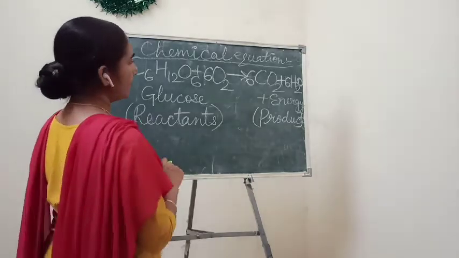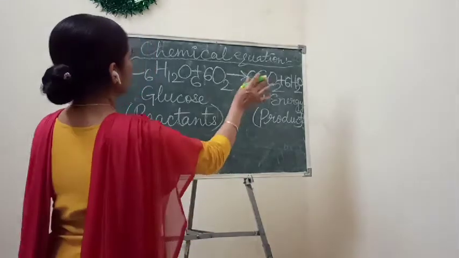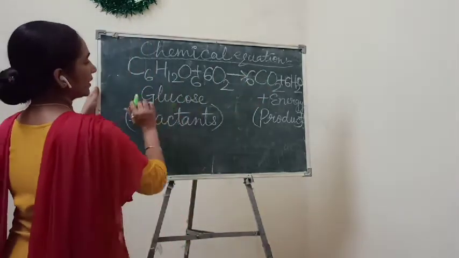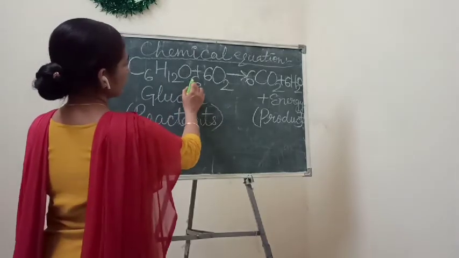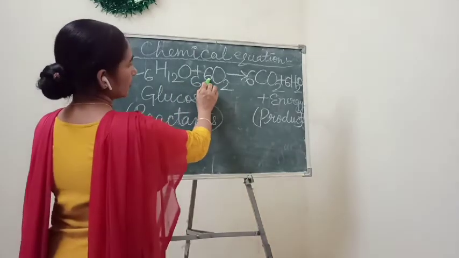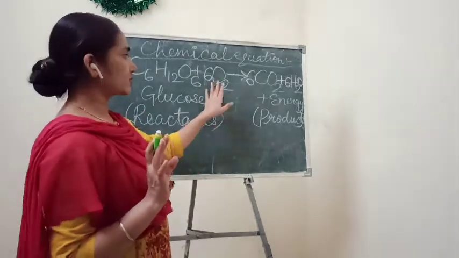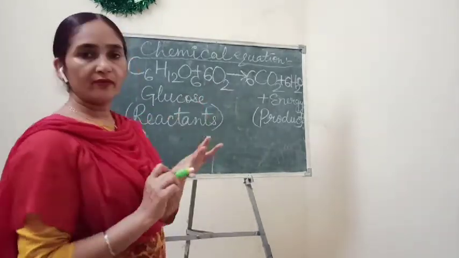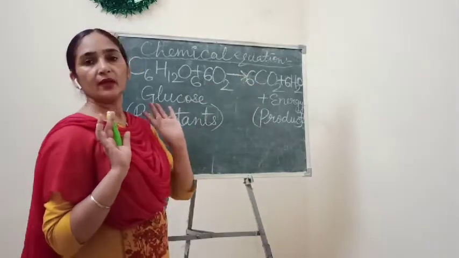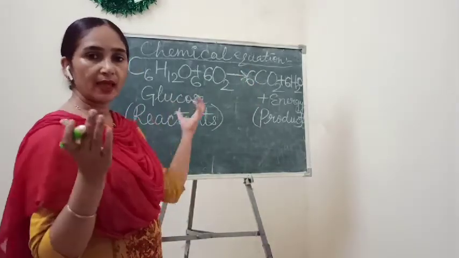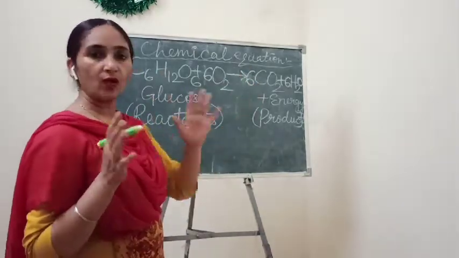So 14. Let's see how many oxygen are there. 6 plus 6, 12 plus 2, 14. So it is balanced. Oxygen we have checked. So one by one we will check each and every atom, whether it is the same at the left side and right side or not.